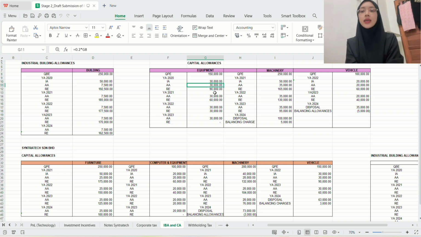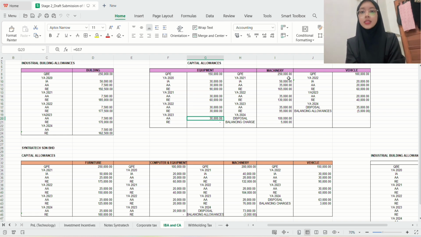So, to get this amount of IA and AA, we must multiply the percentage with the QPE given. So, we will get 30,000 for both IA and AA. For year assessment 2022, the annual allowance is still the same, which is 30,000. Lastly, we will get the retained earning for year assessment 2023, which is 30,000. After we deduct the QPE with IA for year assessment 2020, 2021, 2022 and 2023, we will get retained earning for year assessment 2023, which is 0.